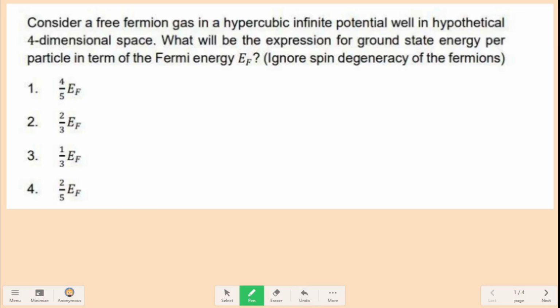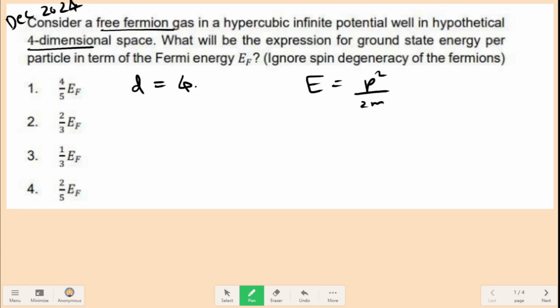In this question from CSIR NET December 2024, we have a free fermion gas in 4 dimensions. So dimension D is equal to 4, and for a free fermion gas we have E equal to P squared divided by 2m. This is not only true for a free fermion gas, it is true for any free non-relativistic particles.